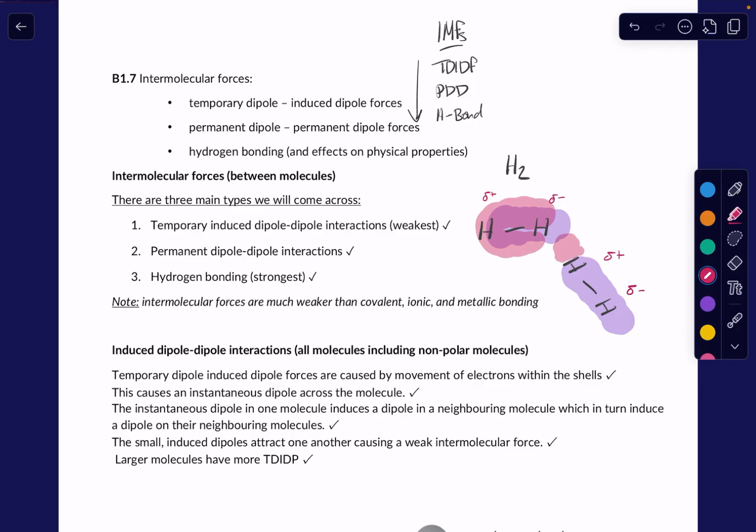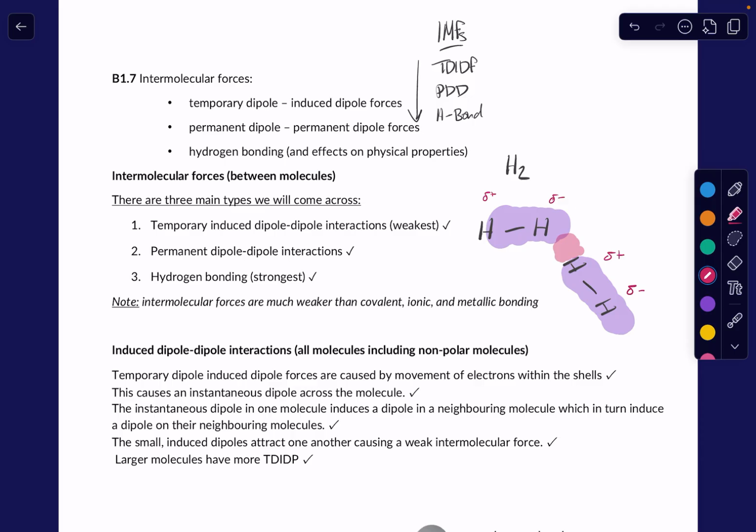So any amount of temperature, which is the energy we put in, will break that force, and that's why hydrogen exists as a gas at room temperature, because even 25 degrees, the room that we're sat in, is far too much energy for hydrogen to become a liquid or even a solid. So that's what we're looking at with intermolecular forces.